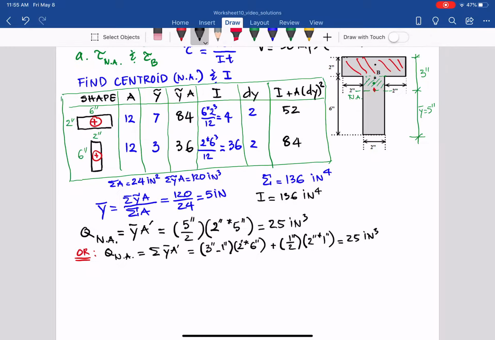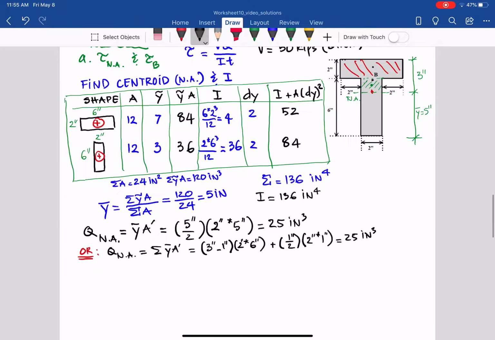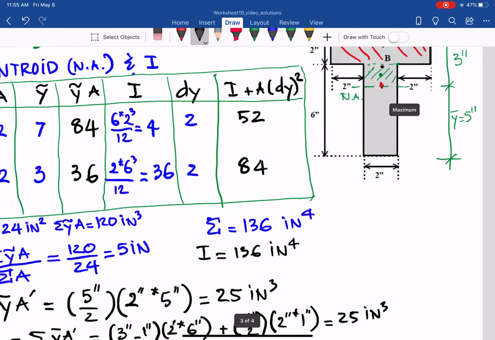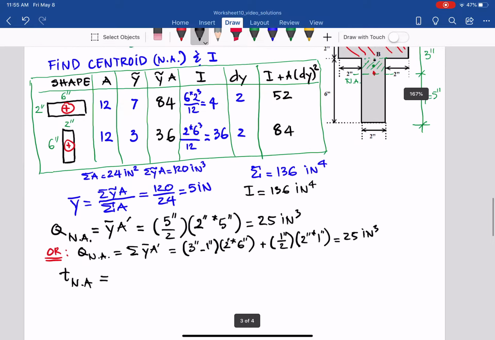And for the equation It, we also need to find t, and t at the neutral axis. In that case, as you can see, going through the neutral axis, the t, the width of the beam at the neutral axis, is actually 2 inches.